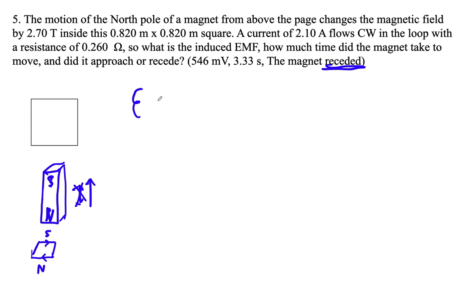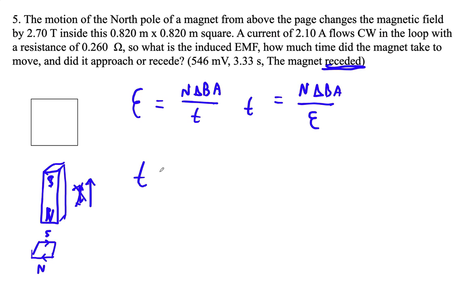So EMF is going to be NBA, and it's going to be the change in magnetic field over T. So therefore, the time is going to be N delta B A over the EMF. So the time is, I assume there's just one winding here. Is that right? Yeah. It's just a single loop. Okay. Current. Oh, we don't know the EMF. Oh, let's figure that out.